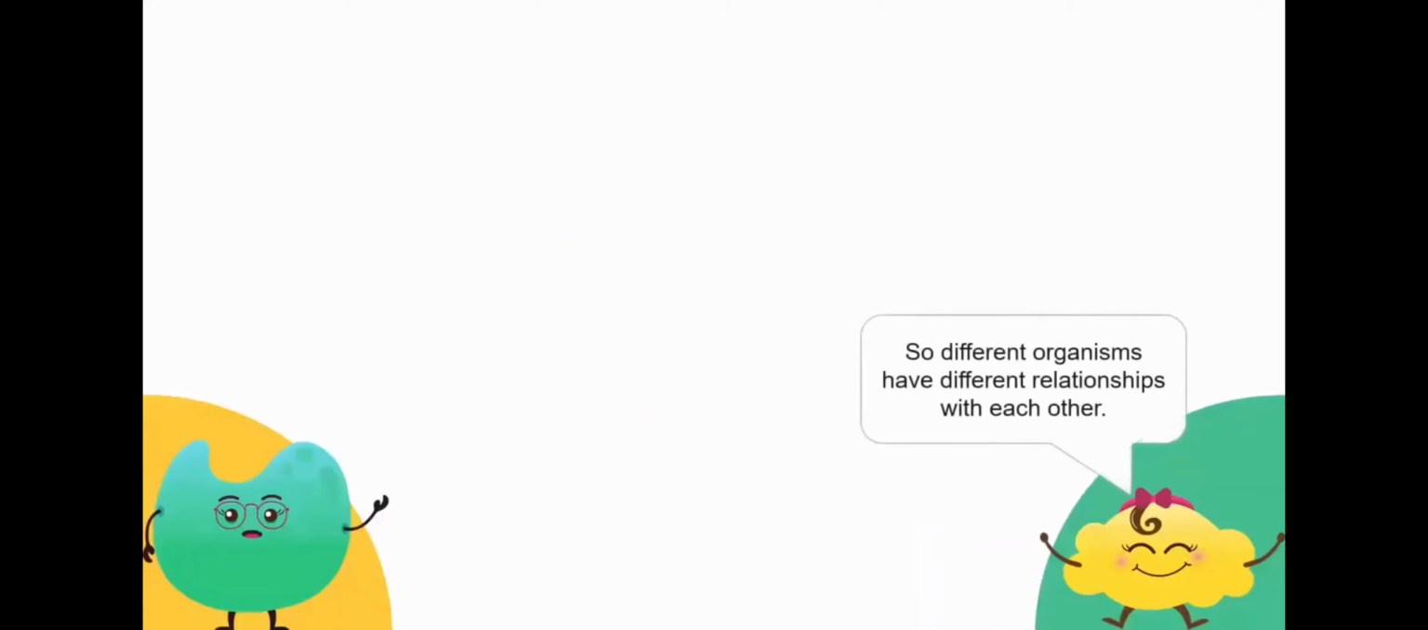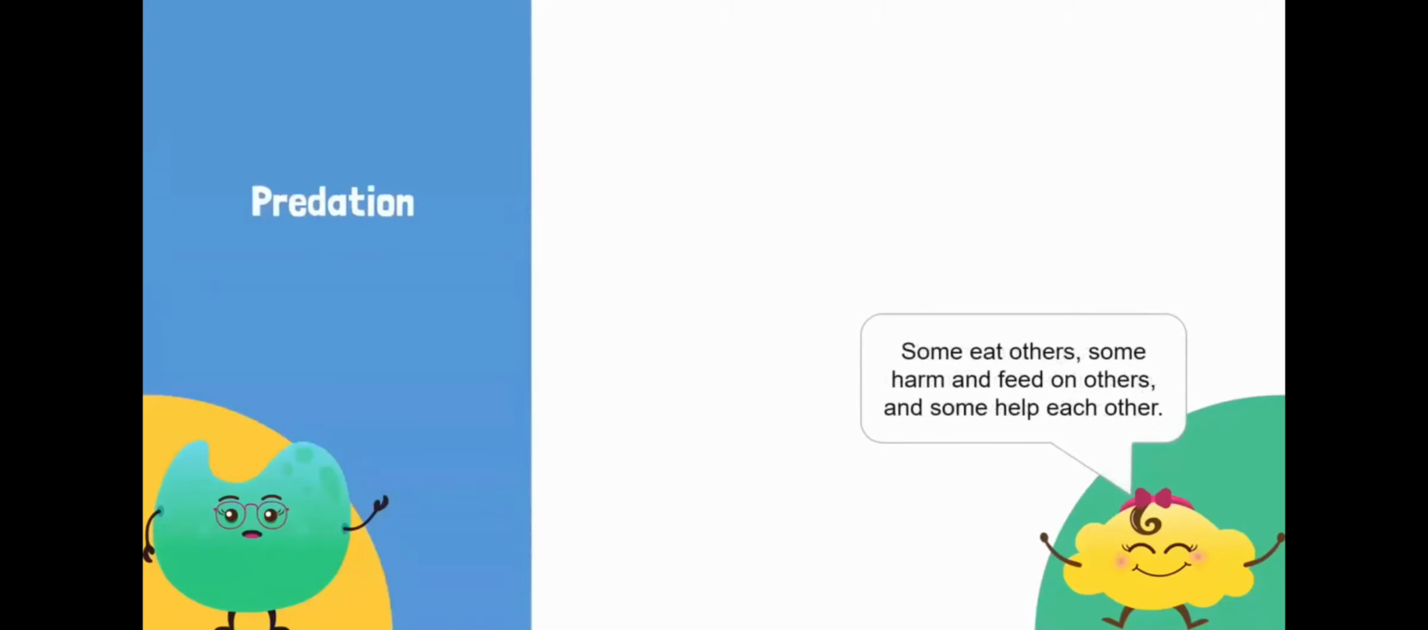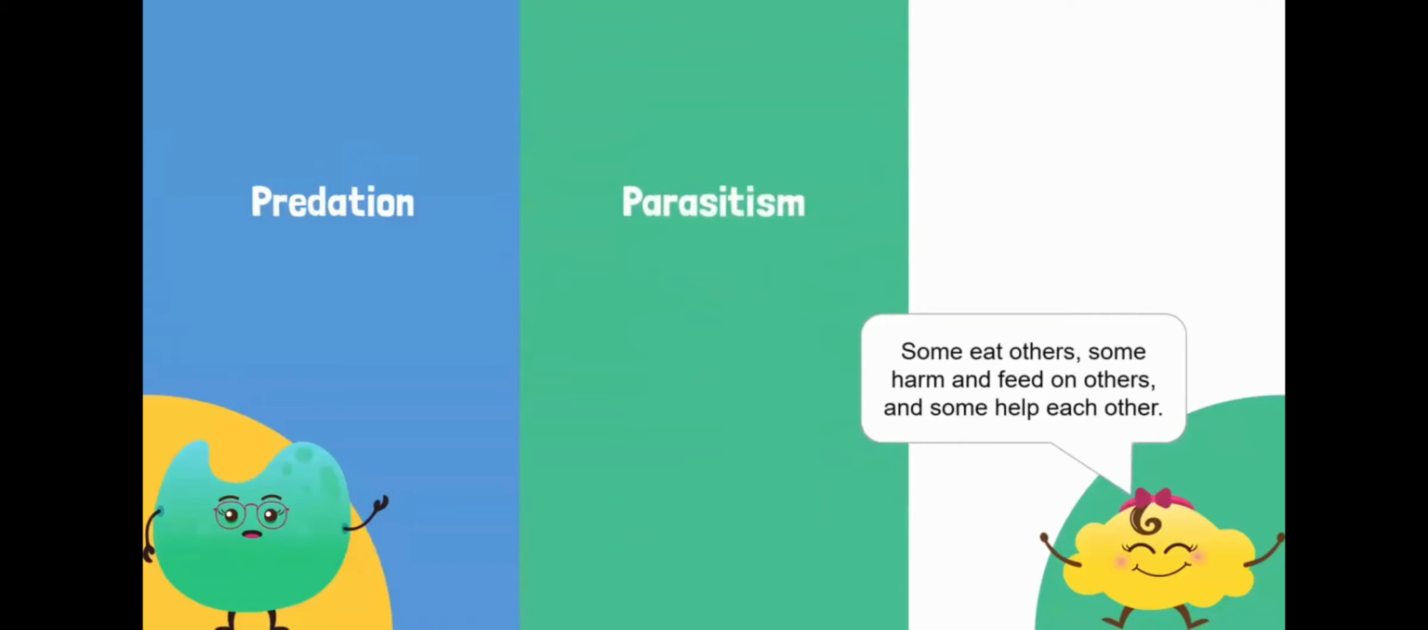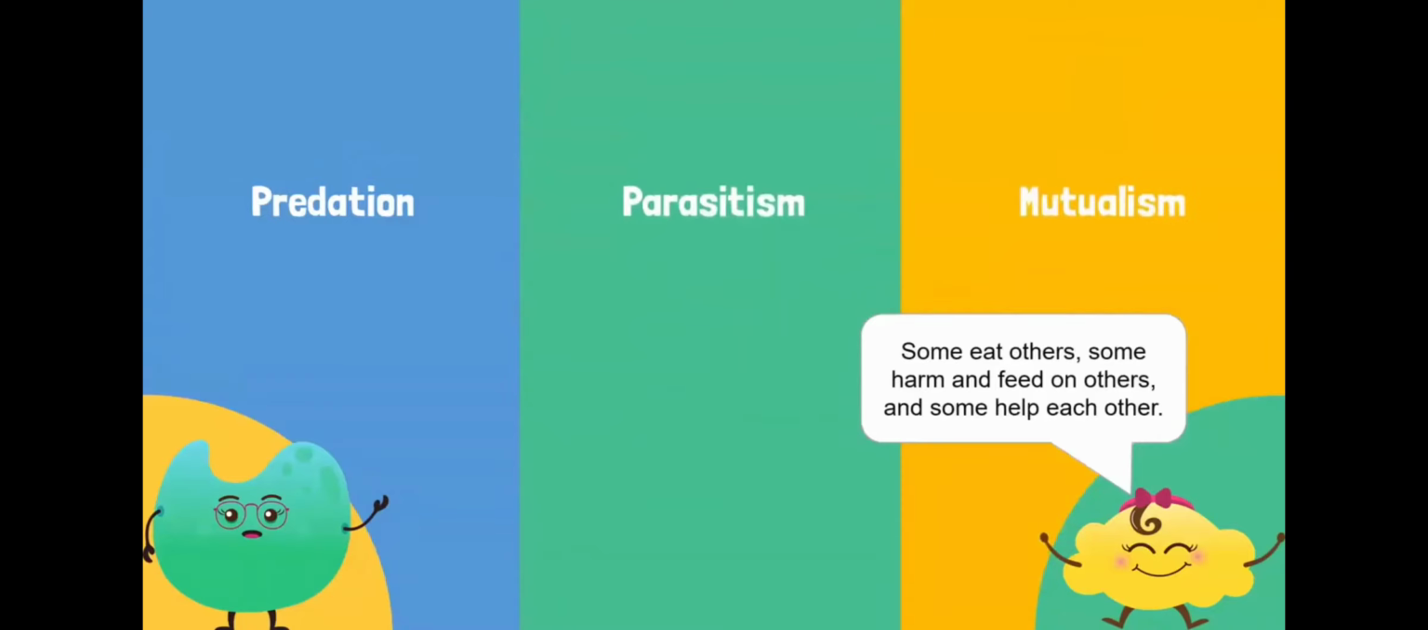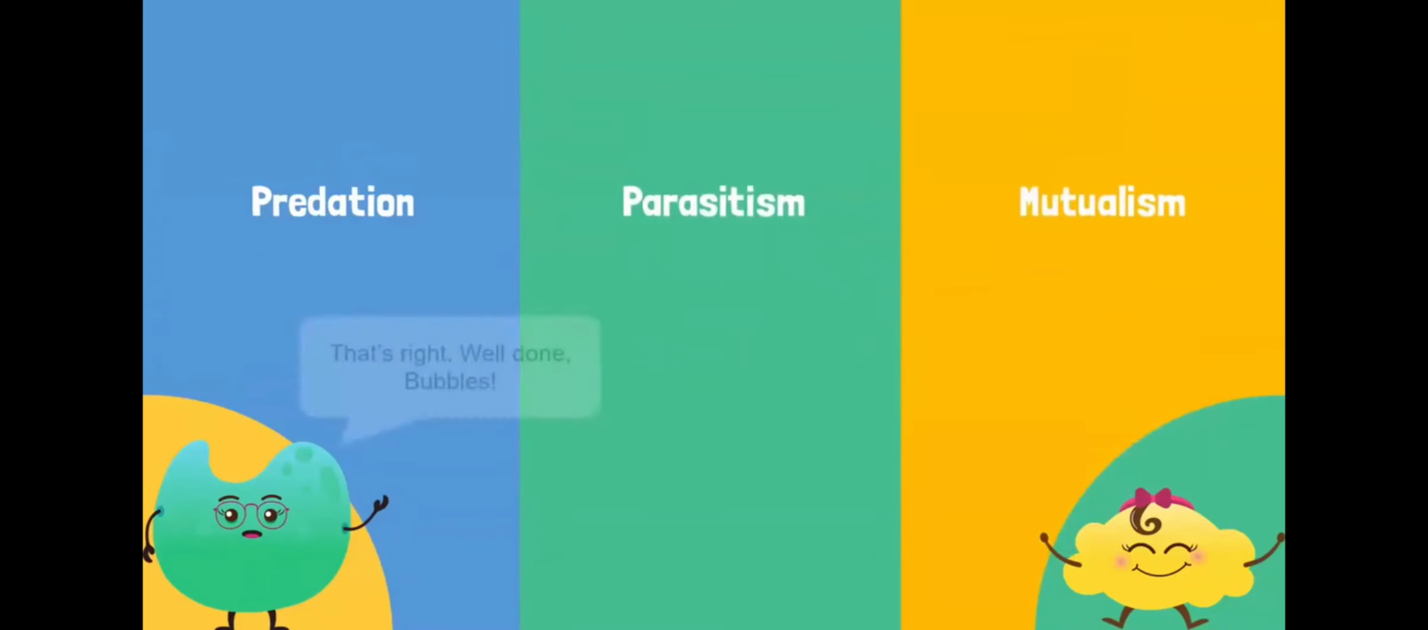So different organisms have different relationships with each other. Some eat others, some harm and feed on others, and some help each other. That's right. Well done, Bubbles.